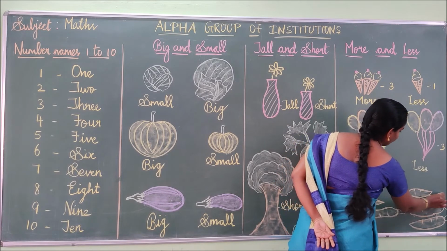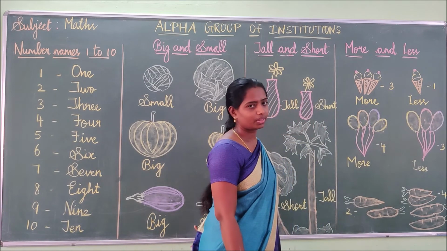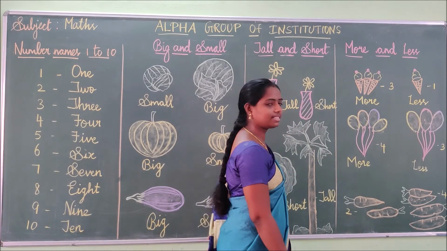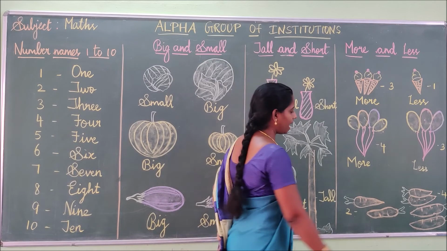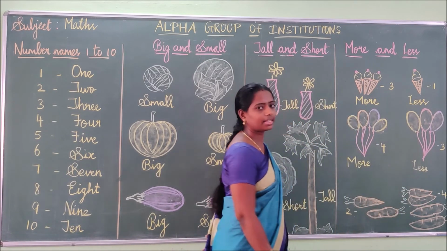See, we have 4 carrots here. So which is greater, children? 2 or 4? Can you say? You can easily say 4 is greater. So we have more carrots here and we have less carrots here.